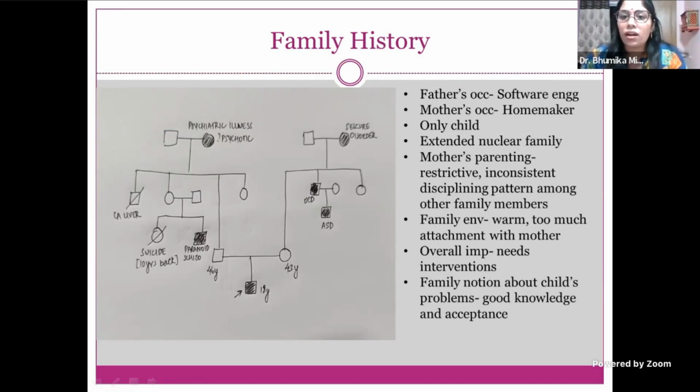Overall, regarding the parenting, the mother's parenting is restrictive, and there is an inconsistent disciplining pattern among the other family members. The father is usually isolated and not very involved in the child's upbringing, and the sole family member involved in the child's daily activities is the mother. The family environment overall is warm, but there is too much attachment with the mother because of all these reasons. The overall impression is that certain interventions are required in the family dynamics.